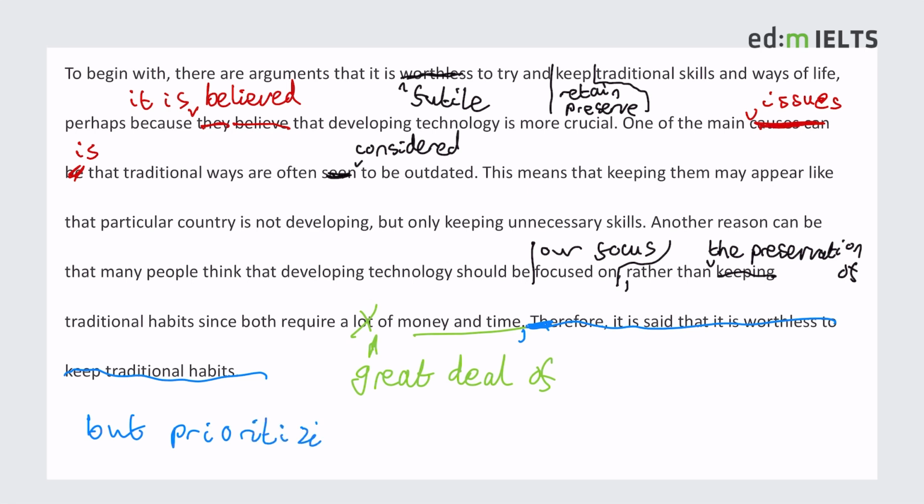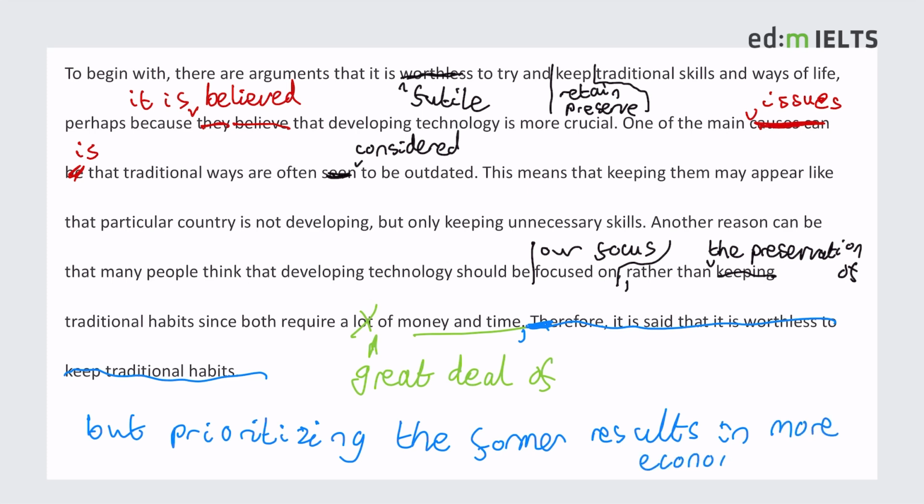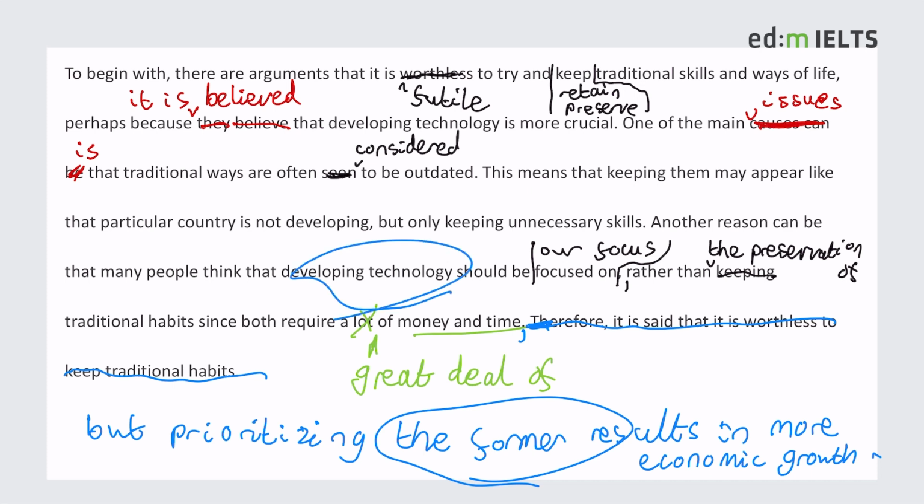But prioritizing the former. Z or S here, it doesn't matter, American or British. Prioritizing the former results in more or greater economic growth. What does the former mean? The first one mentioned, which is developing technology, not the latter one, which is traditional habits. Prioritizing, treating as more important.